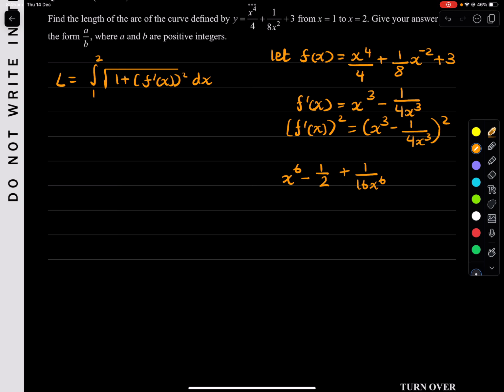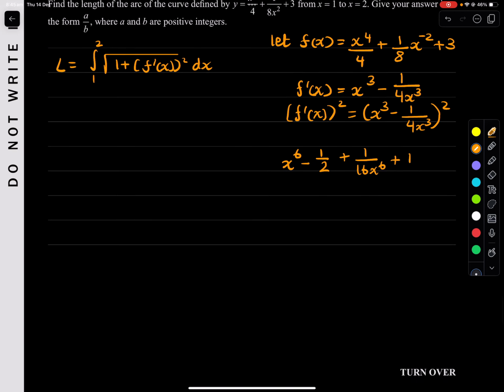So we got this, and we're going to add 1. We're also going to add 1. Remember, we're going to add 1. And so 1 minus a half is just positive half. So you can just cancel this and put a positive here. Great. And then this here, I'm going to multiply everything by 16x squared, common denominator.